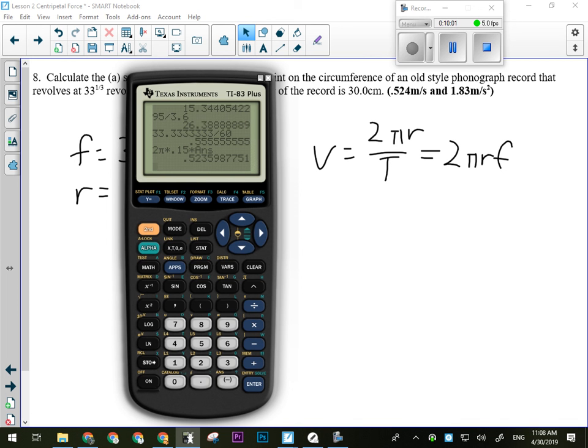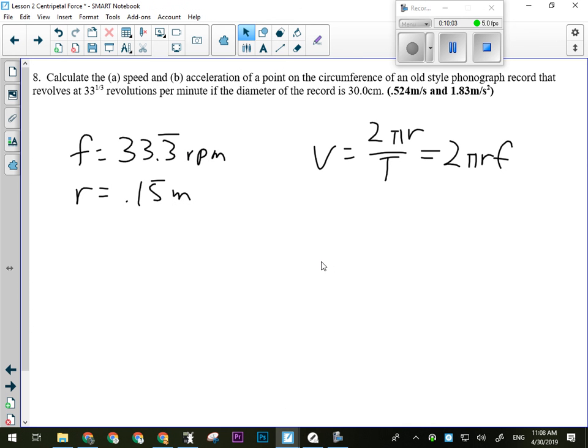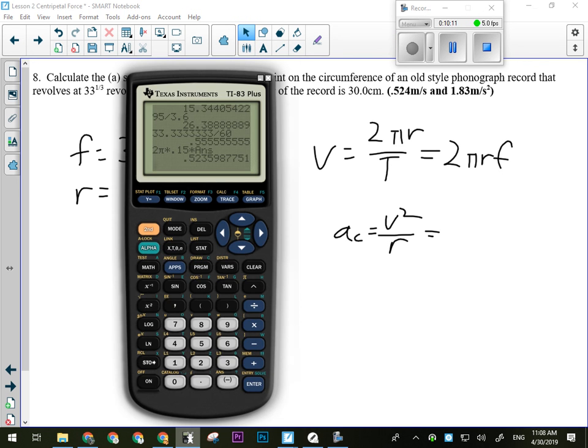As our speed. And then to calculate our acceleration, remember that centripetal acceleration is v squared over r. We just calculated what v is, so we can use that answer now. So we'll take that and square it, and divide it by the radius, which was 0.15. And we get 1.83 meters per second squared as our centripetal acceleration.